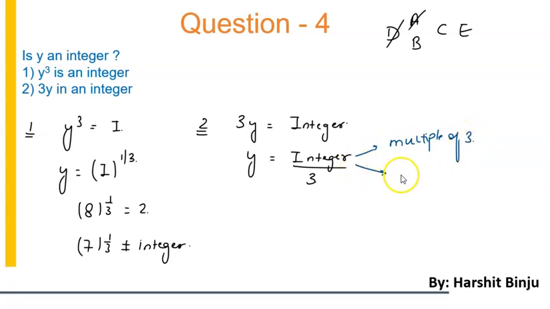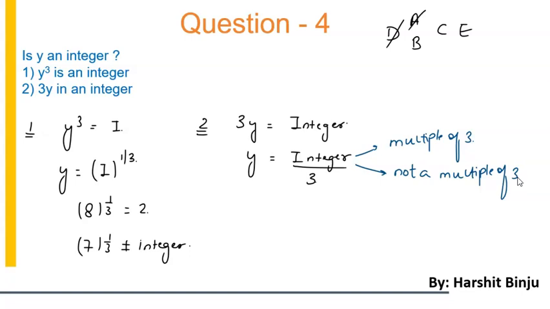It may also happen that it is not a multiple of 3. So if this integer is a multiple of 3, then yes, y is an integer. But if it is not a multiple of 3, then no, y is not an integer. For example, 3y is 2. So y is 2 by 3, not an integer. 3y is 6. So y is 6 by 3, which is 2. So yes, it is an integer.